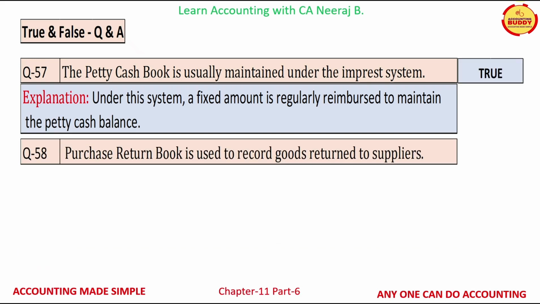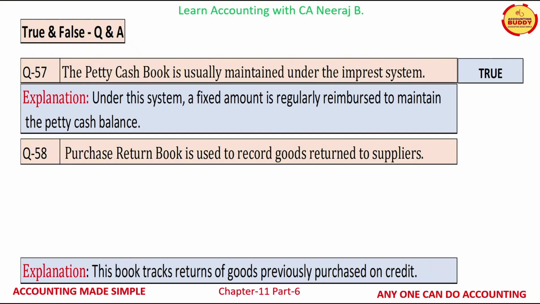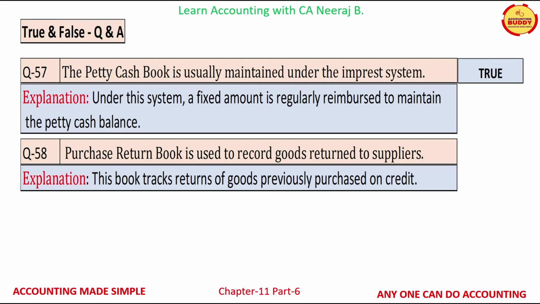Question number 58: purchase return book is used to record goods returned to suppliers. And the fact is, this book tracks return of goods previously purchased on credit. Therefore, it is a true statement.